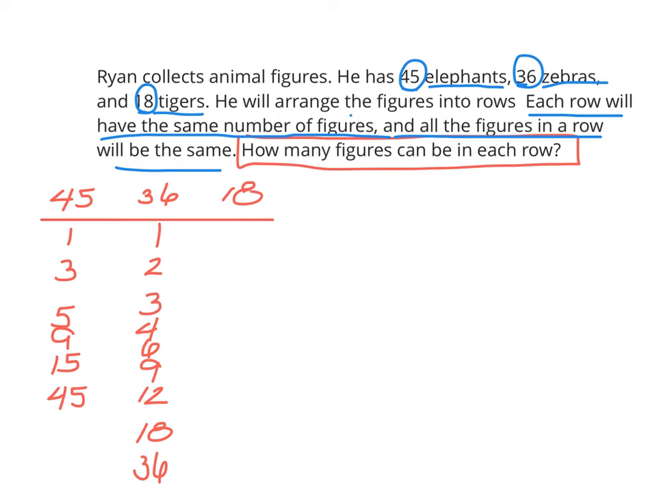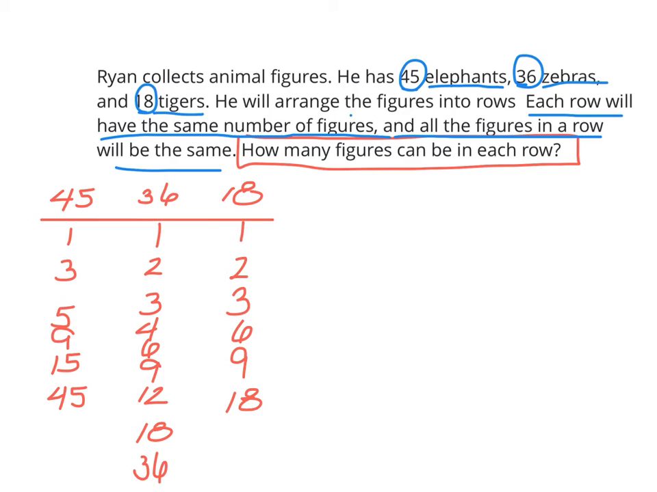And lastly, let's list down the factors of 18. So again, in order, we have 1 times 18. So 1 and 18 are factors. Then we have 2 times 9. So 2 and 9 are factors of 18. And then 3 times 6 makes 18. And that's actually it. So here are our factors.